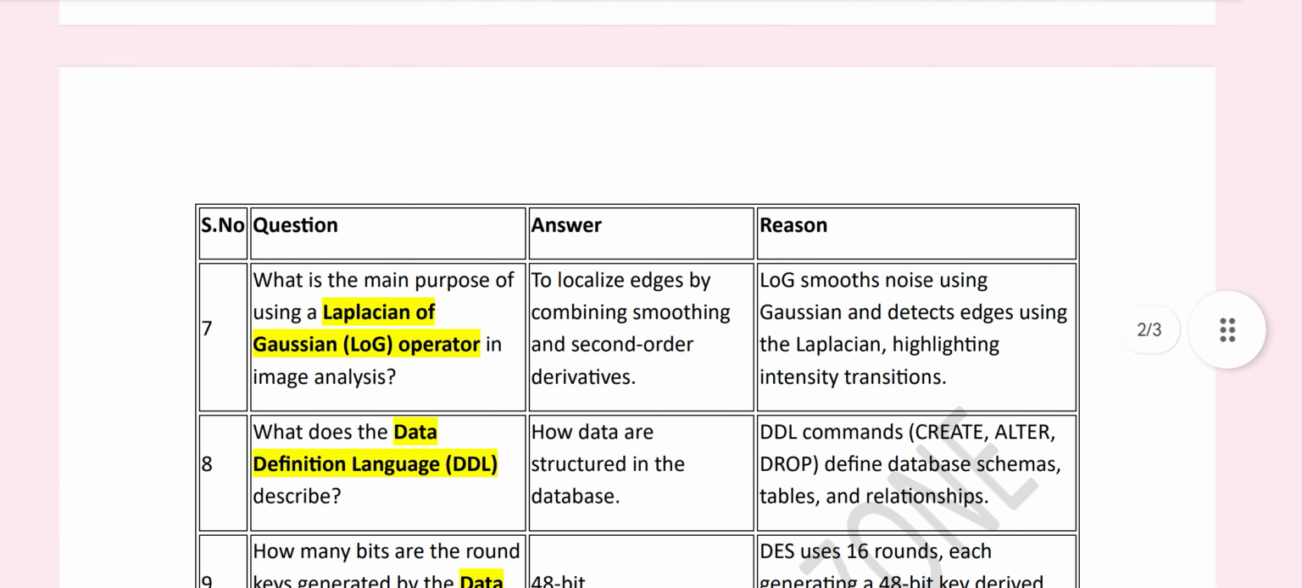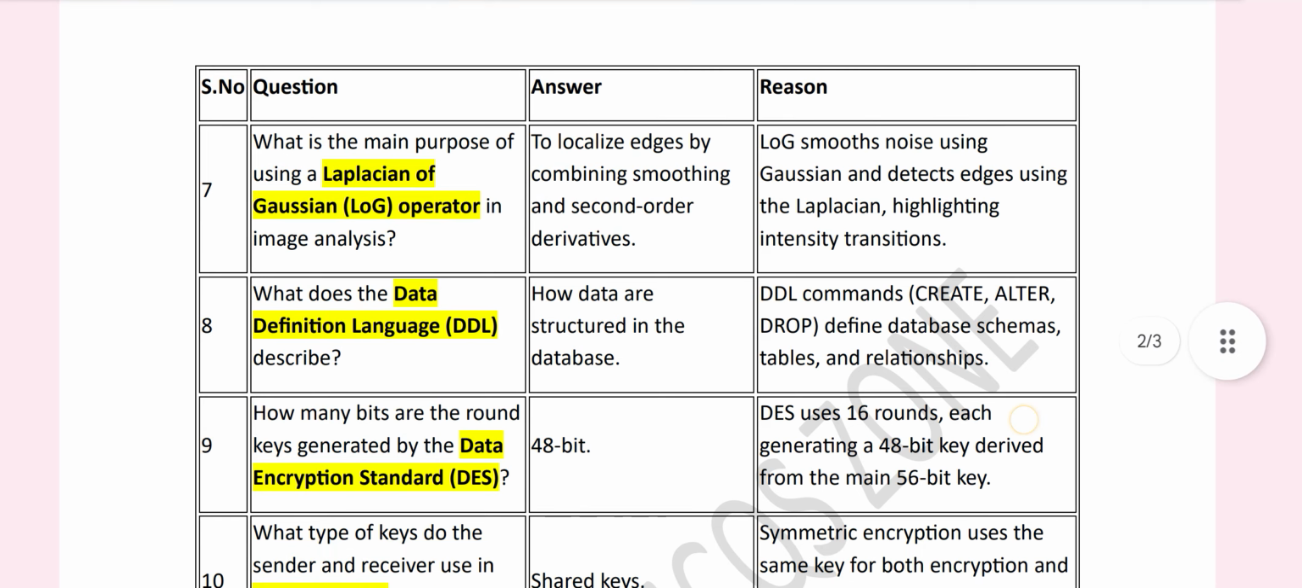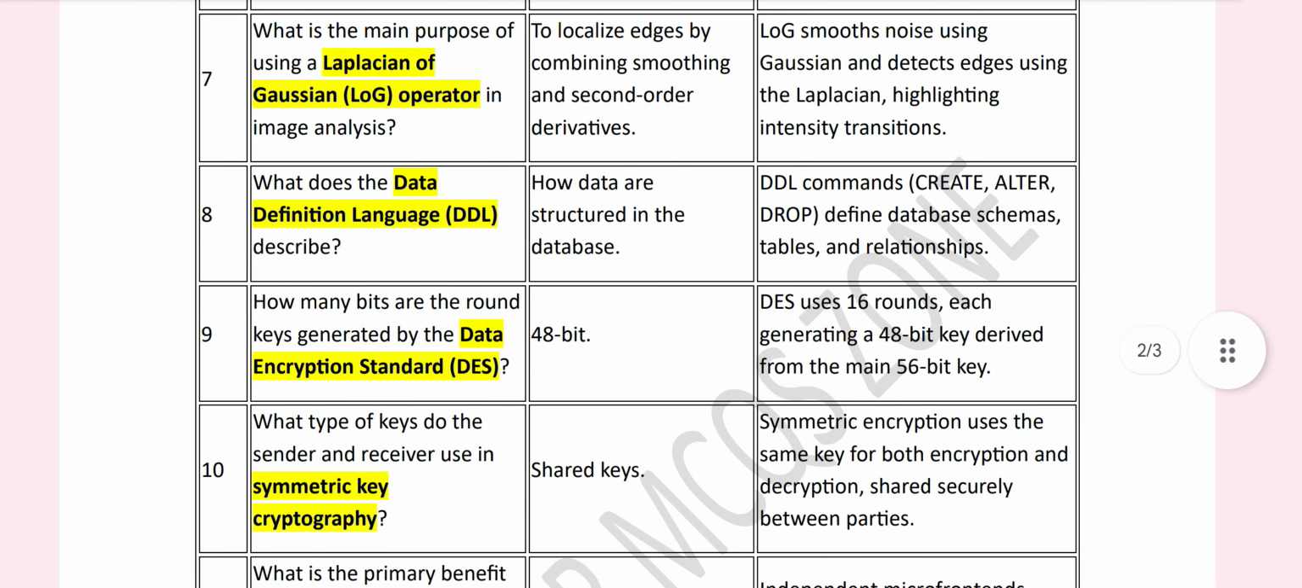Question number 7 is, what is the main purpose of using a Laplacian of Gaussian operator in image analysis? To localize edges by combining smoothing and second order derivatives. Laplacian of Gaussian smooths noise using Gaussians and detects edges using the Laplacian, highlighting intensity transitions.